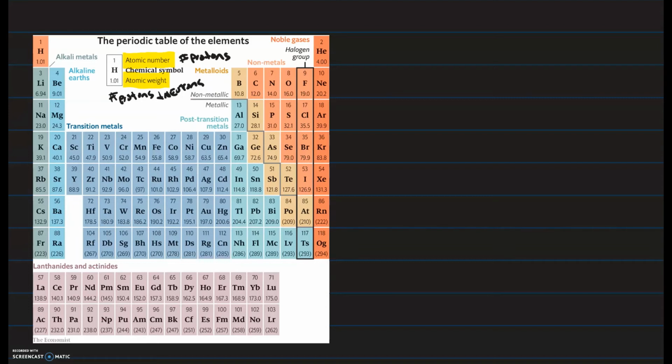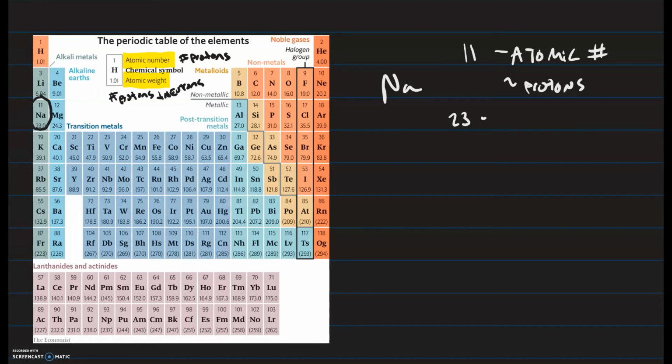So, as an example, let's look at sodium. Now, sodium, Na, has an atomic number of 11, or essentially 11 protons. Sodium also has the number 23 as its atomic weight. Atomic weight is measured in atomic mass units.